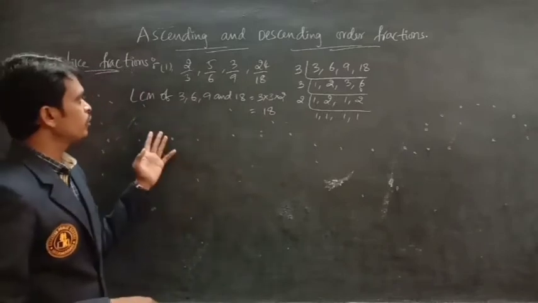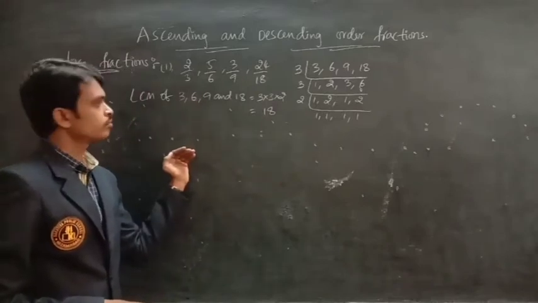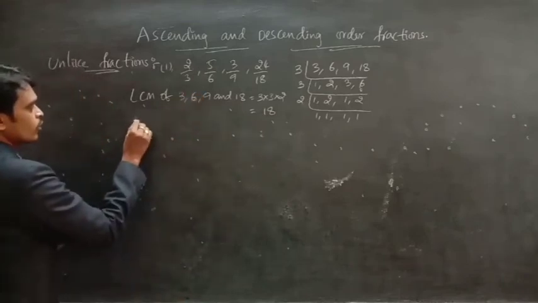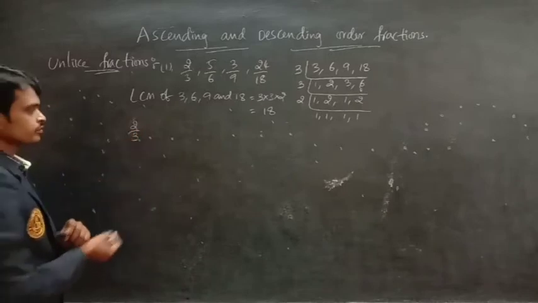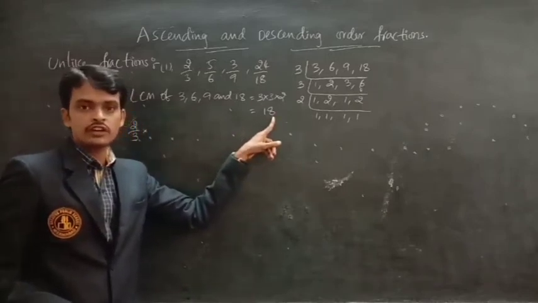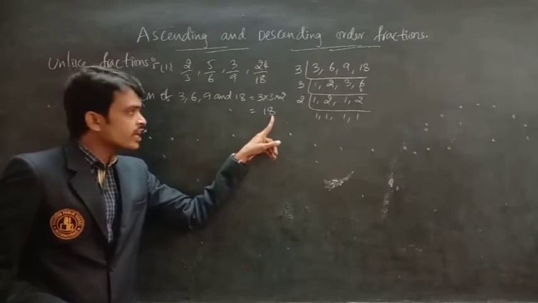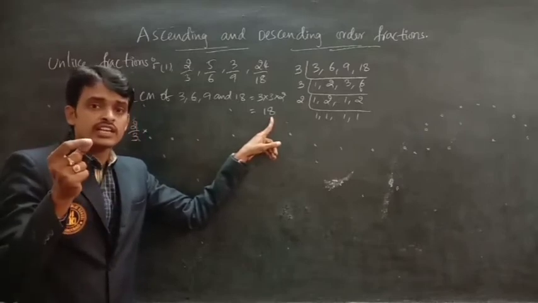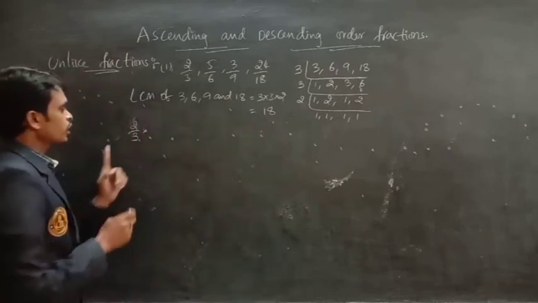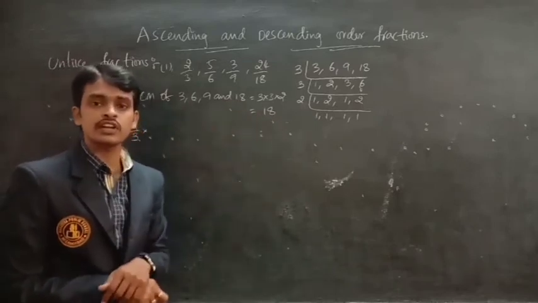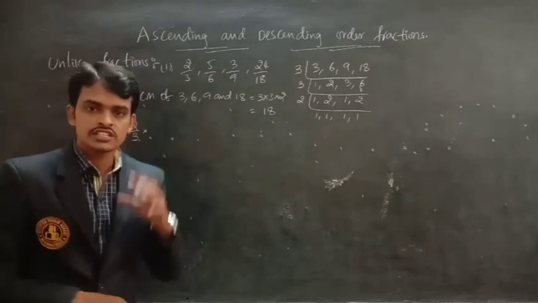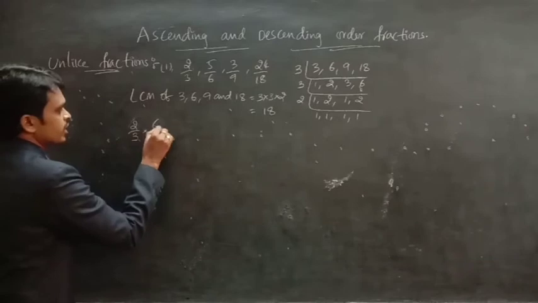Now we have to equalize the denominators by using the LCM. So let us take the first fraction, 2 by 3. Here we got LCM 18, so this 18 we should make the denominator. In the 3 table, how many times will 18 come? 6 times. So let us multiply and divide by 6 for this fraction.